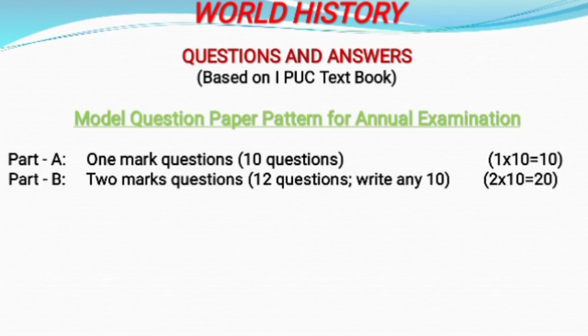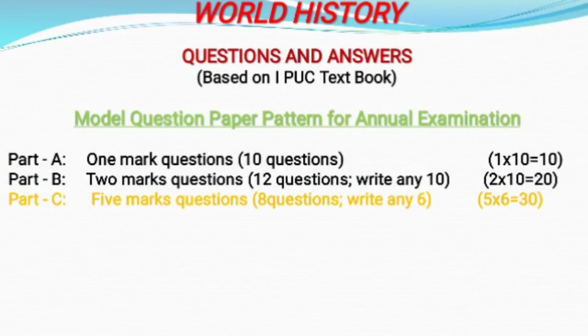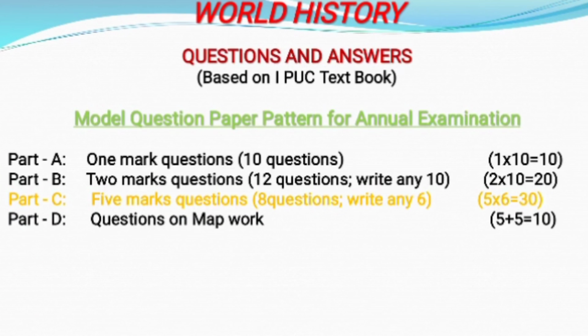Then Part C, the third one. This part relates to short answer questions. Short answer questions are 5 marks questions. Here a total of 8 questions are there. Write any 6 for 5 marks. Total 5 into 6, 30 marks. Here you should write a minimum of 15 to 20 sentences for every question.